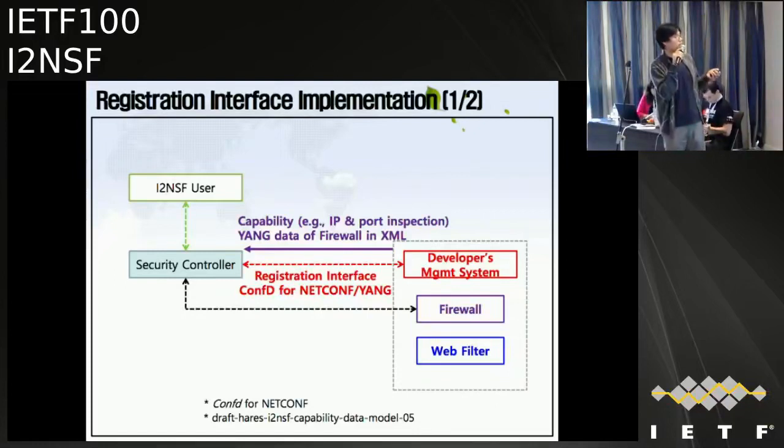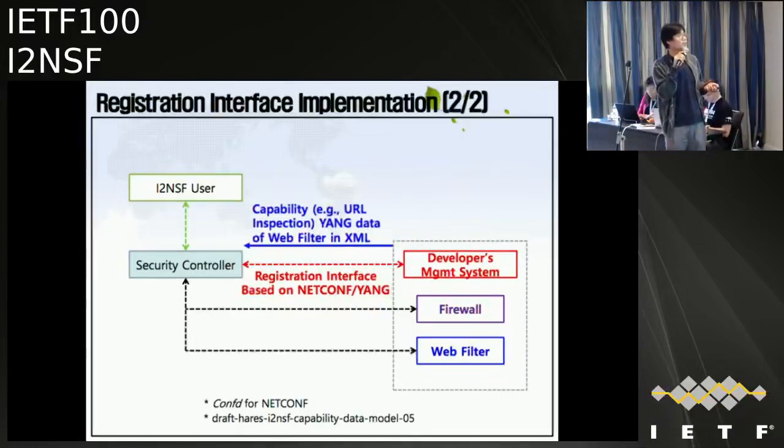And for this capability YANG data, we used this capability data model. And as a second example, to register this web filter, similarly, this developer management system delivers the capability YANG data, in this case, URL inspection capability. And this YANG data is also described in XML based on this data model.